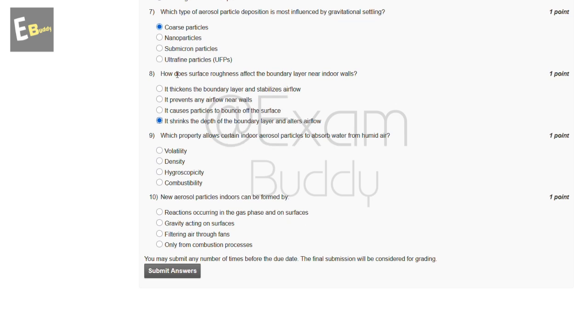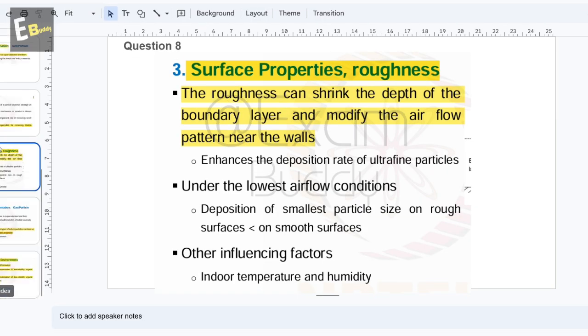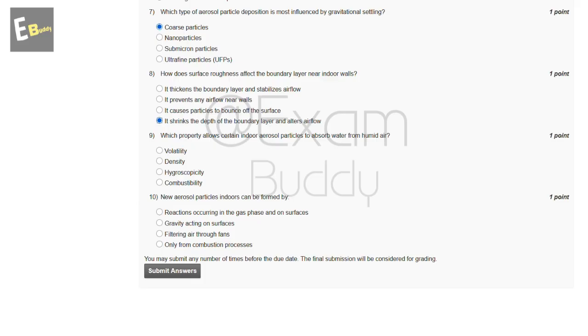Now the ninth question is: which property allows certain indoor aerosol particles to absorb water from humid air? These are the options: volatility, density, hygroscopicity, combustibility. Let's check the answer. Some types of indoor particles can take up water vapor owing to their hygroscopic properties. So the answer to our ninth question is C: hygroscopicity.